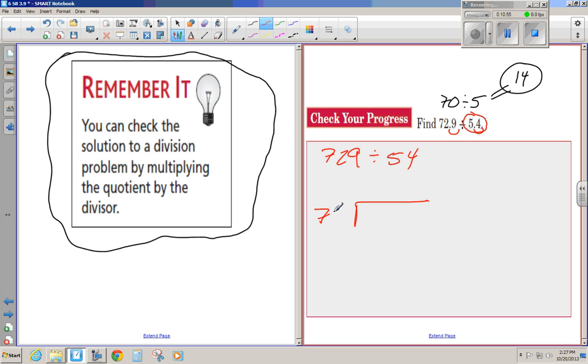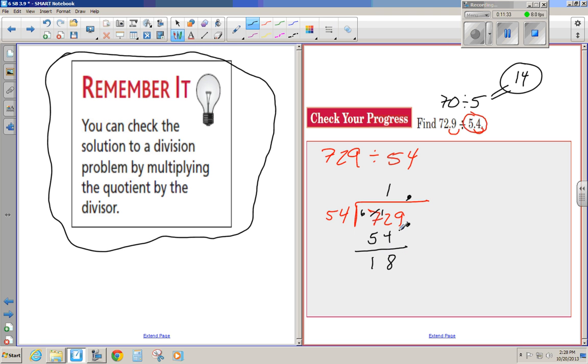Set it up. 729 goes inside. 54 goes outside. 54 goes into 72. Oh, I'm sorry. Then always, here's your decimal. Line your decimals up. So 54 goes into 72 one time. 1 times 4 is 4. 1 times 5 is 5. Now let's do some subtraction. 12 minus 4 is 8.